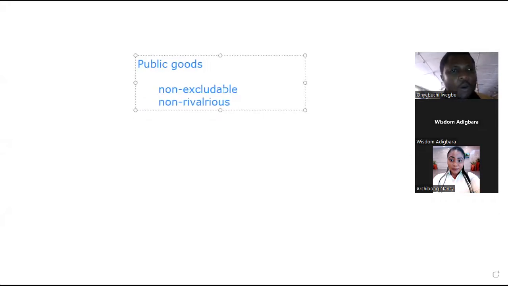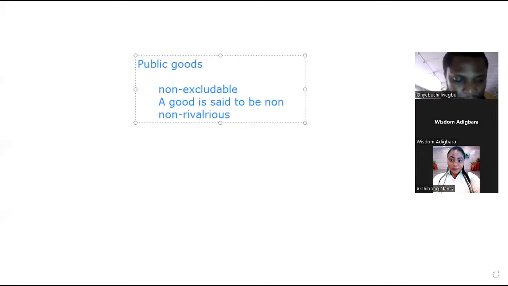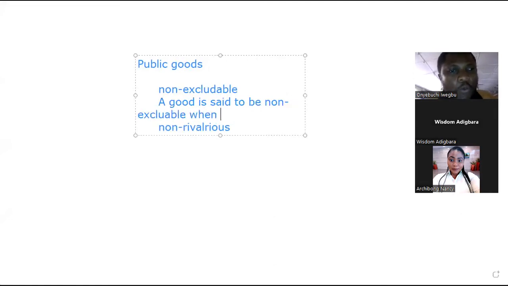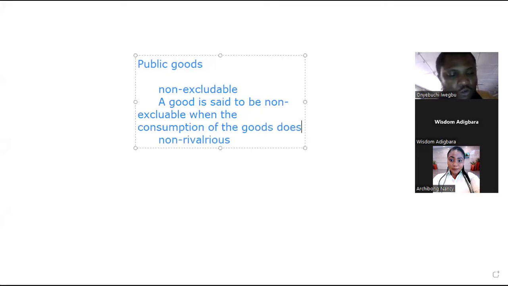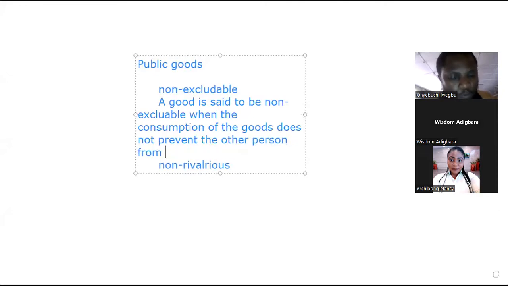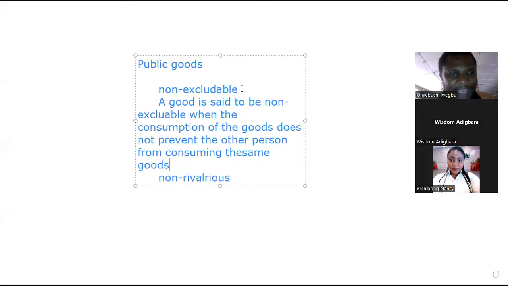Rivalrous. Okay. What do I mean when we say a good is said to be non-excludable? A good is said to be non-excludable when the consumption of the good does not prevent the other person from consuming the same good. We say that good is what? Non-excludable. Okay? What about non-rivalrous?